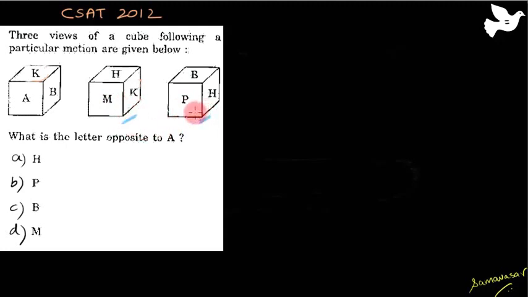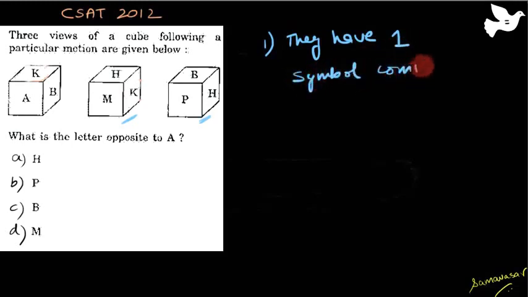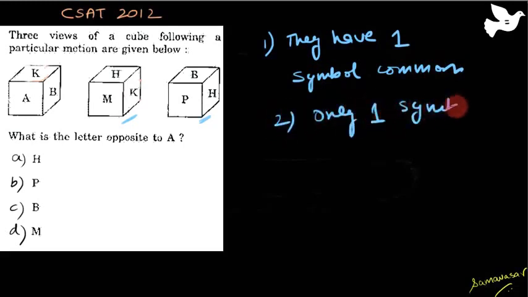Now if these two cubes satisfy two particular conditions. One is they have one symbol common, and the second is that they have only one symbol common. That is, in this case, like you can see, H is common between these two and there is no other symbol which is common. So if you have only one symbol common and A is not contained in these two cubes, then the letter opposite to A is simply the common letter, in this case H. This is your answer and you are done. This is all you need to do.